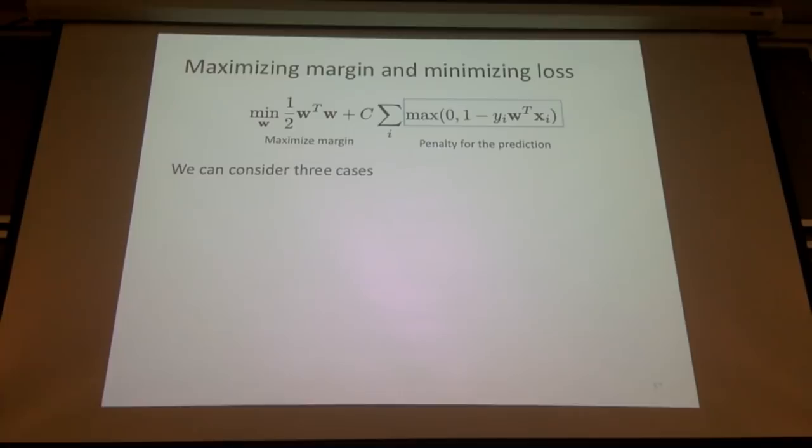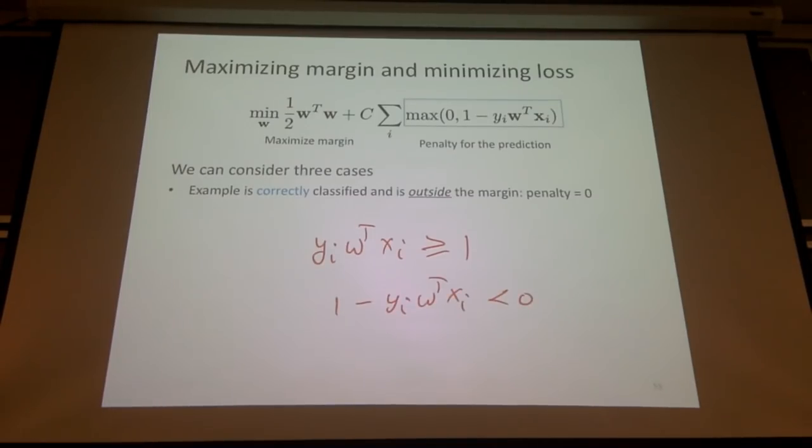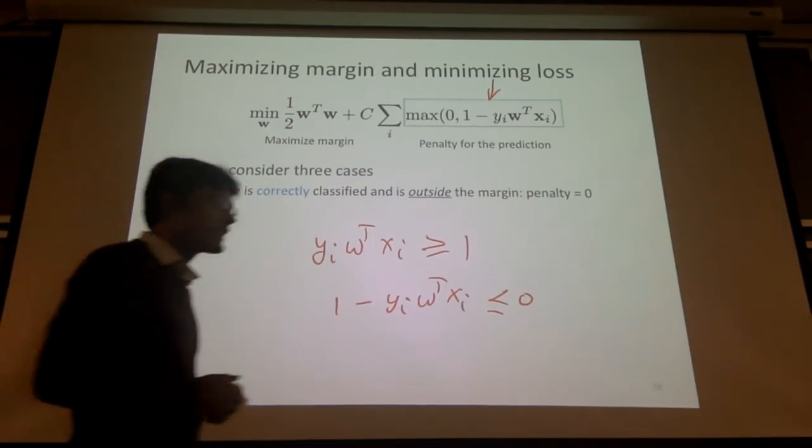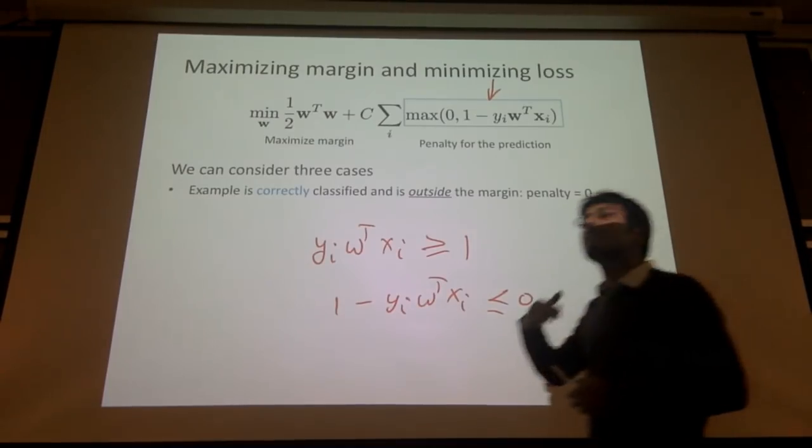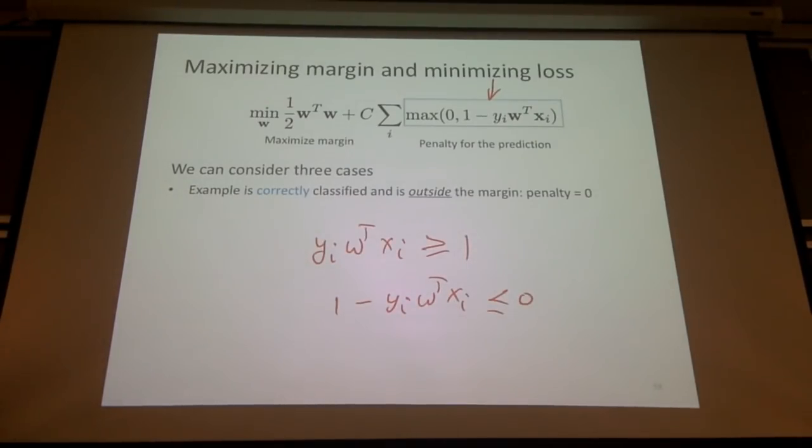We can consider three things that could happen. Maybe the particular w correctly classifies the example, and not only that, it places the point outside the margin. That means yi w transpose xi is greater than or equal to 1, which means 1 minus yi w transpose xi is less than 0, so the maximizer is actually 0. So if the weights we are currently entertaining correctly classify an example and put it outside the margin, that set of weights gets a penalty of 0, which seems like the right thing to do. It's putting the point on the right side of the margin, so it should not be penalized.